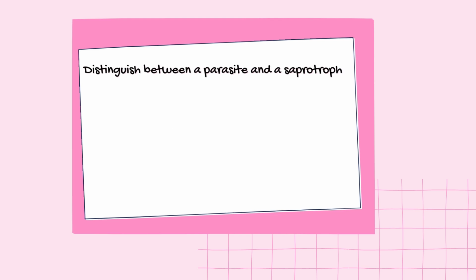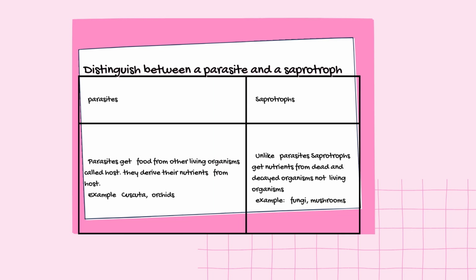Second question: distinguish between a parasite and a saprotroph. Parasites get food from other living organisms called host. They derive their nutrients from the host. Example: Cuscuta, orchids. Saprotrophs, unlike parasites, get nutrients from dead and decayed organisms.